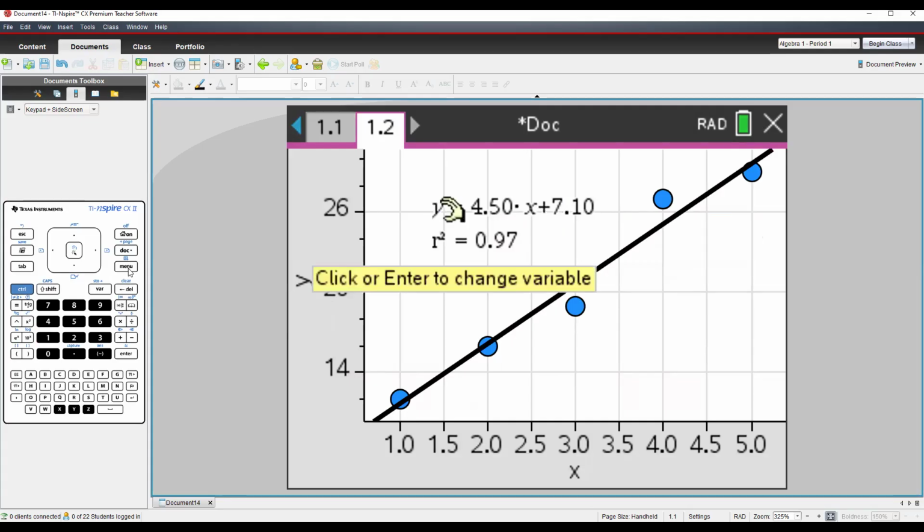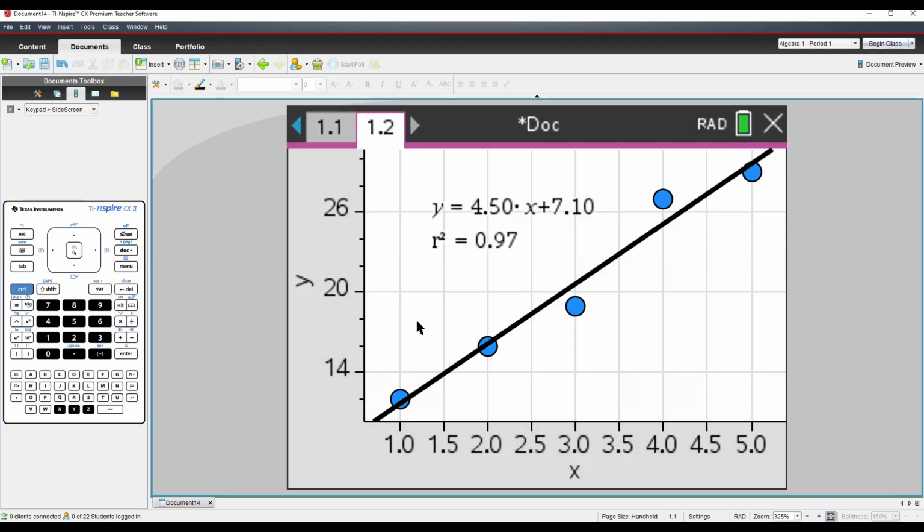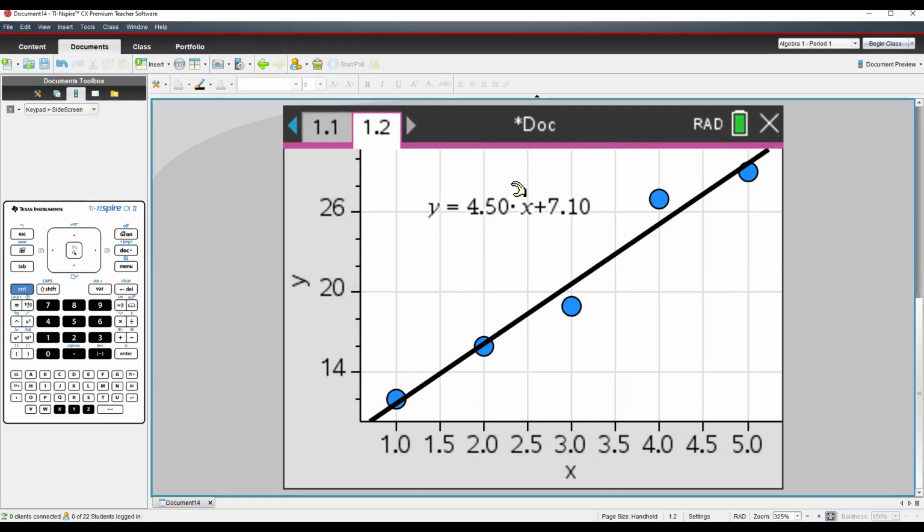One more thing I want to do, menu settings. When you guys get the calculator, you're not going to see this diagnostic because I don't want you guys to get confused by it. The only time you really need to look at the R squared is if you're trying to determine if something is exponential or linear or quadratic, then that'll help you. Otherwise, it's confusing. So here's the equation. We don't care about the equation. All we care about is the correlation coefficient.